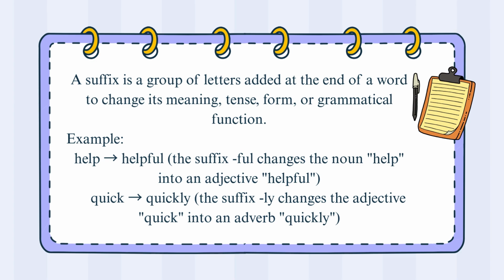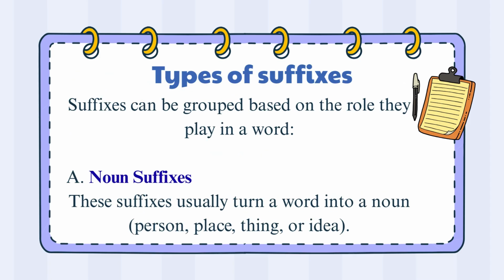Now let's see the types of suffixes. Suffixes can be grouped based on the role they play in a word. We have four basic types of suffixes. The first one is the noun suffixes. These suffixes usually turn a word into a noun. Let's see some examples of such suffixes.